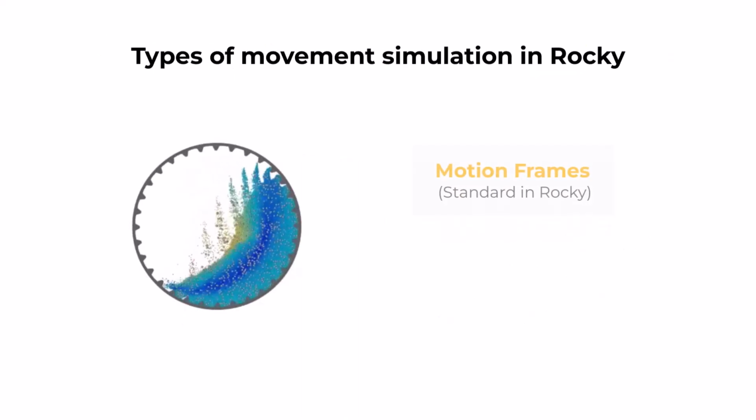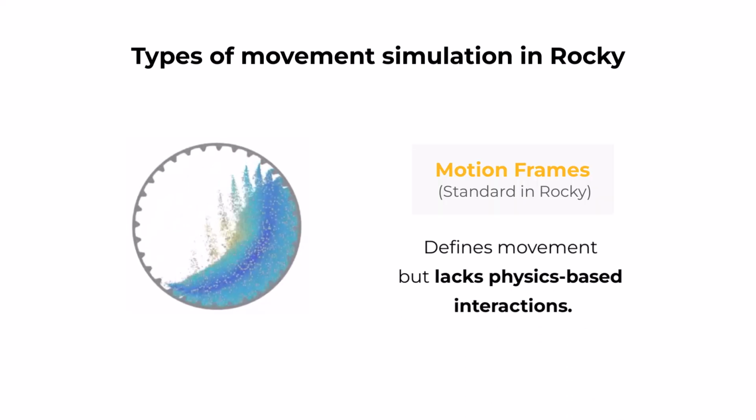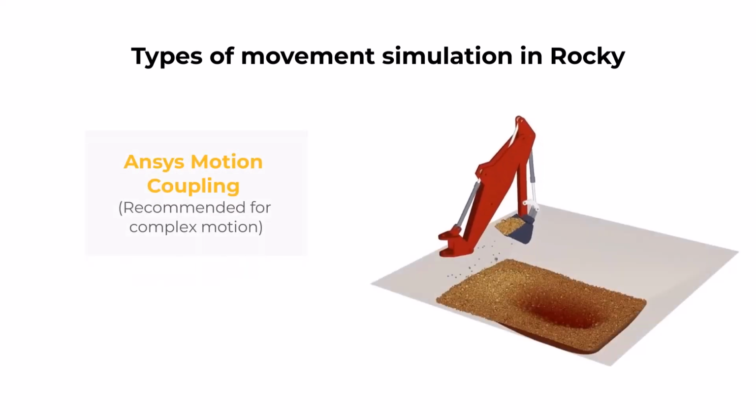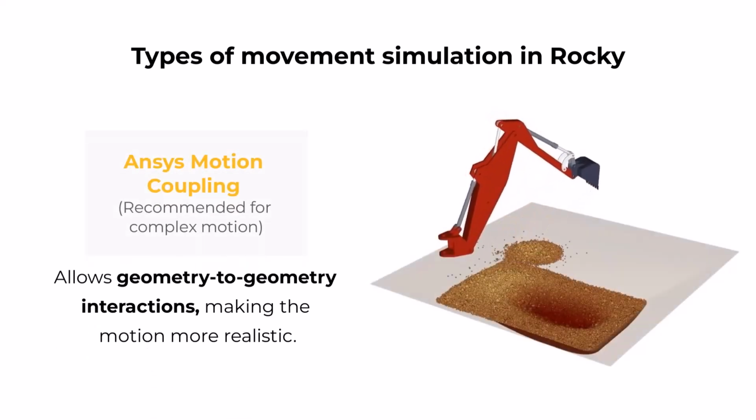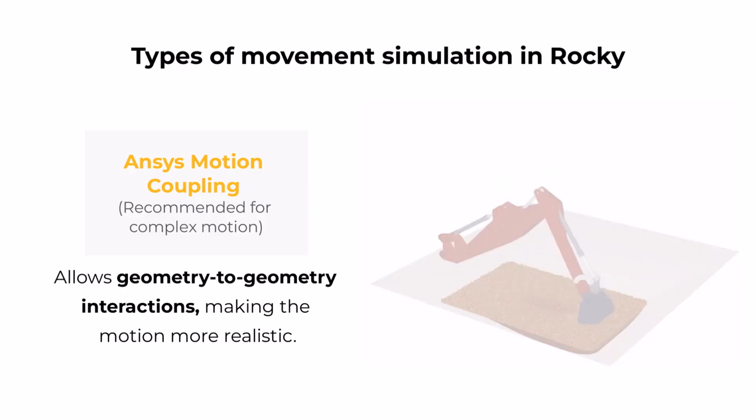Rocky has a built-in motion solver, but it only allows predefined movements without real interactions between geometries. By coupling with Ansys Motion, we enable geometry-to-geometry interactions, making the motion more realistic and physically accurate.